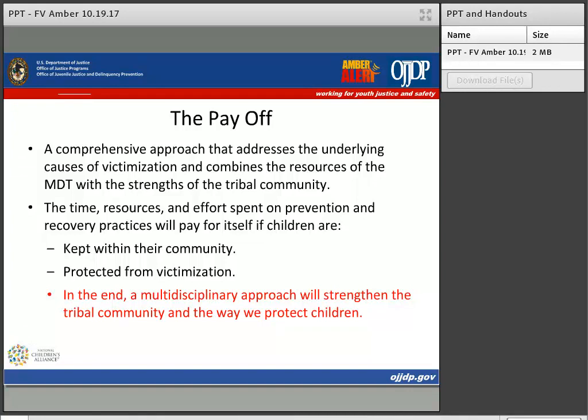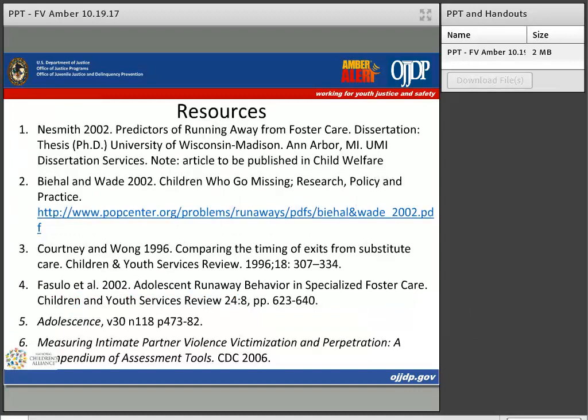You develop allies and partners in that community, and I think most importantly that you approach this process with respect and understanding. I put up this resources slide, and I do that because I want you to understand there are a lot of resources out there for this approach and for developing programs in tribal communities.